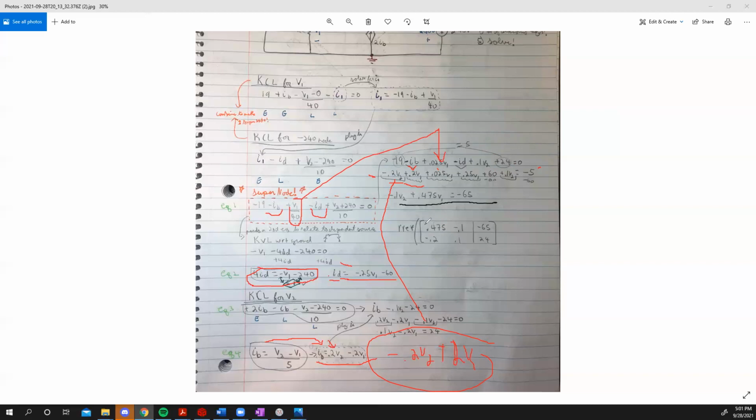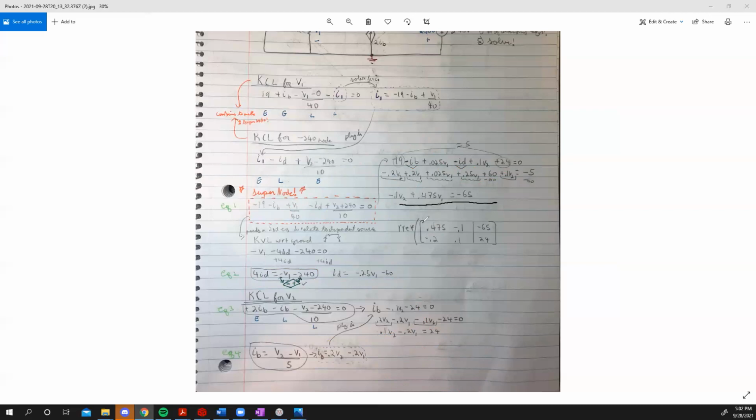1/40, and I've double checked it, is 0.025 V1. So that's what that is. And then right here, this ID is this right here, which is a negative ID. So it's plus this, and then it's also plus 60, right? So those are those two. And then to finish us off, this just gets brought down to here, which is 0.1 V2, right? So that seems correct so far, right?